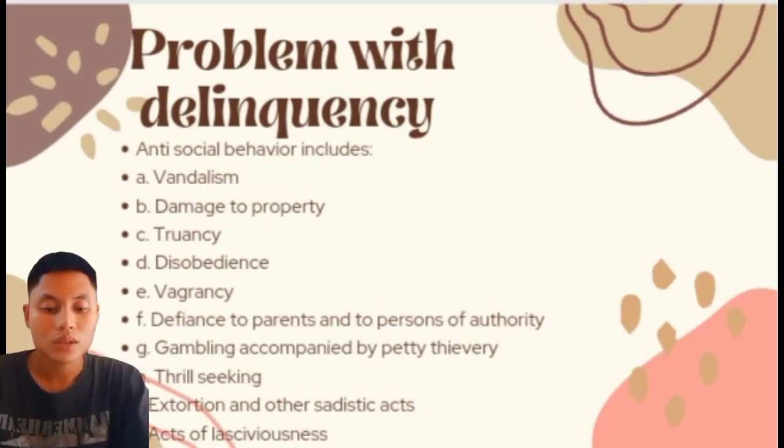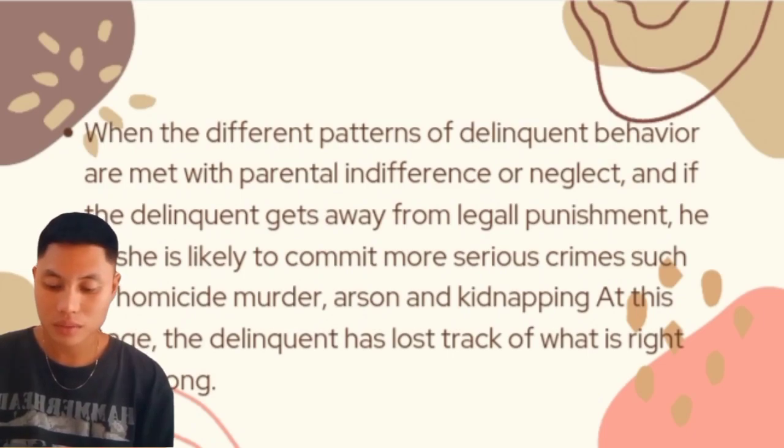Problem with delinquency: antisocial behavior includes vandalism, damage to property, truancy, disobedience, vagrancy, defiance to parents and to persons of authority, gambling accompanied by petty thievery, thrill-seeking, extortion, and other sadistic acts of lasciviousness, alcoholism, and drug addiction. When the different patterns of delinquent behavior are met with parental indifference or neglect, and if the delinquent gets away from legal punishment, he or she is likely to commit more serious crimes such as homicide, murder, arson, and kidnapping. At this stage, the delinquent has lost track of what is right and wrong.